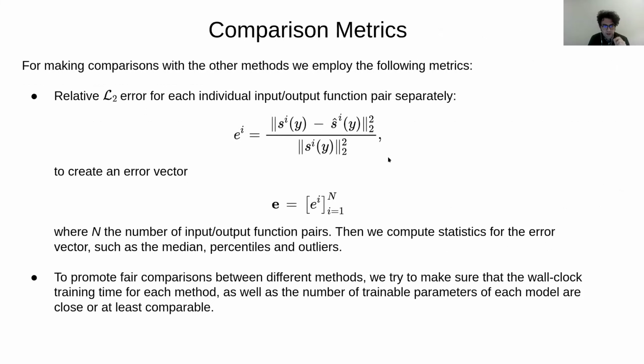Now for the comparison metrics, as we've seen in the code tutorials, our comparison metric will be some relative L2 error for each individual input-output function pair. We will compute that separately, and then we will construct an error vector for which we will compute some statistics, such as median, percentiles, and outliers. Also, to have fair comparisons, we have a comparable or close number of trainable parameters, and the training workload times are pretty much the same. It's very close.